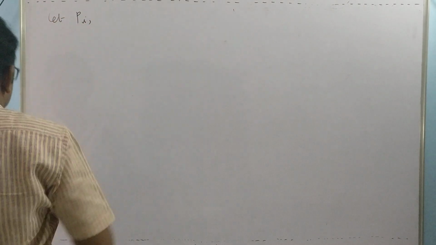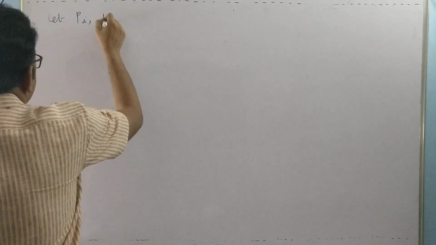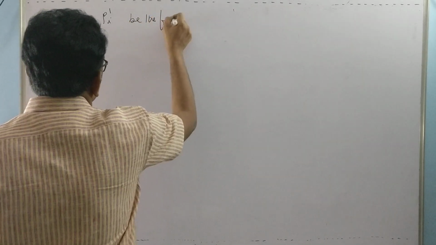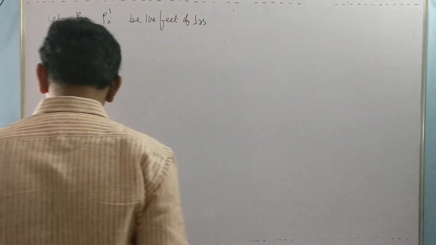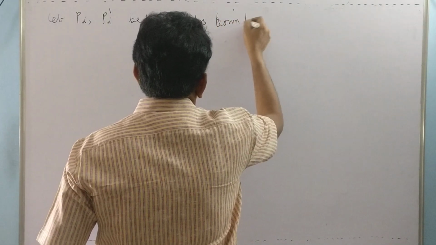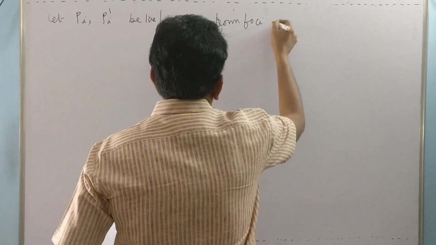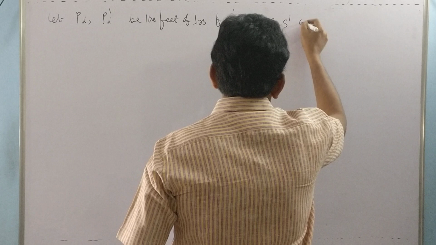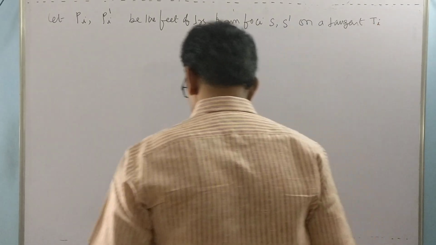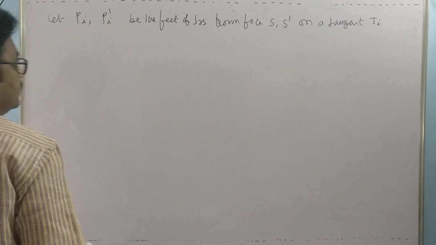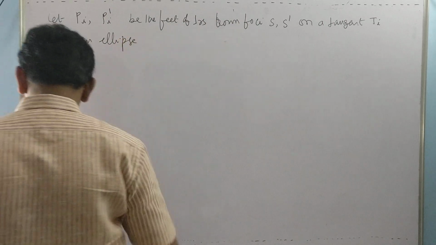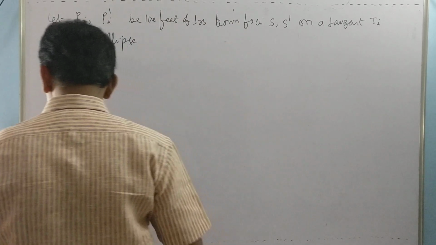Let P_i, P_i dash be the feet of perpendiculars drawn from foci S and S dash on a tangent T_i to an ellipse whose length of semi-major axis is 20.